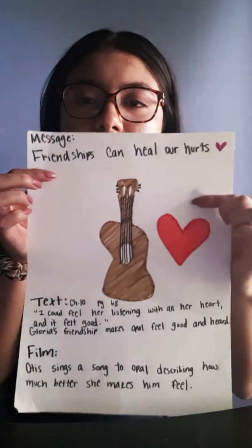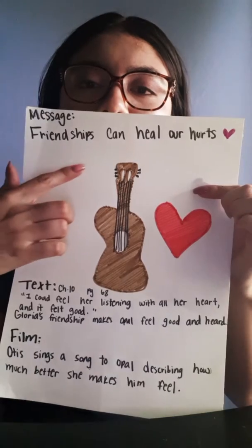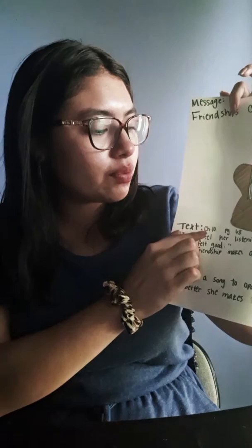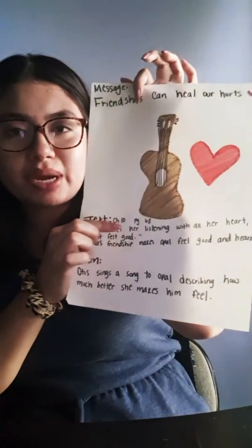And then for my third activity, the students would, first of all, need to figure out what message both the book and the film portray to the viewer or reader. And so the message would be written up top, and for example, mine is, friendships can heal our hurts. They would draw an illustration to go with their message, and in the text, of course, again, they would write where they found it, the chapter and page number.